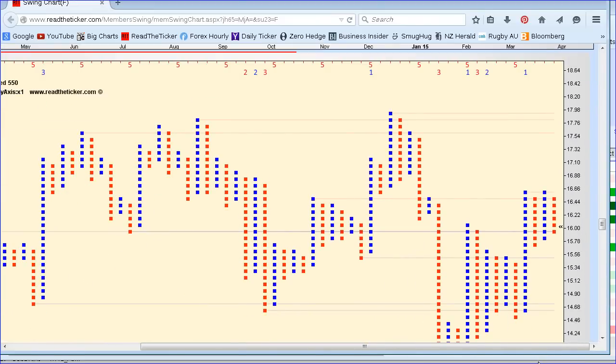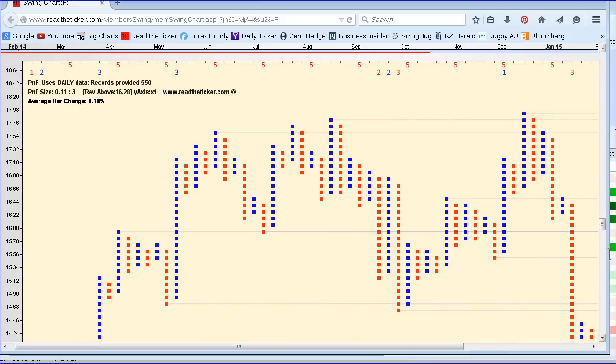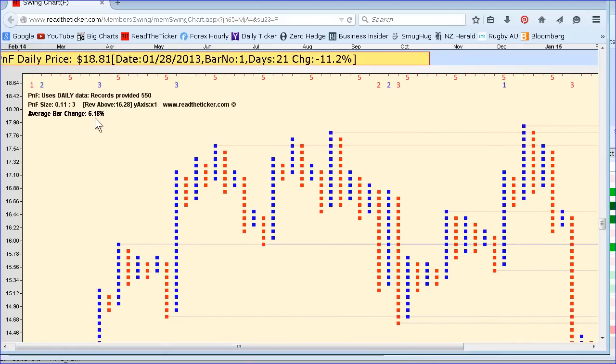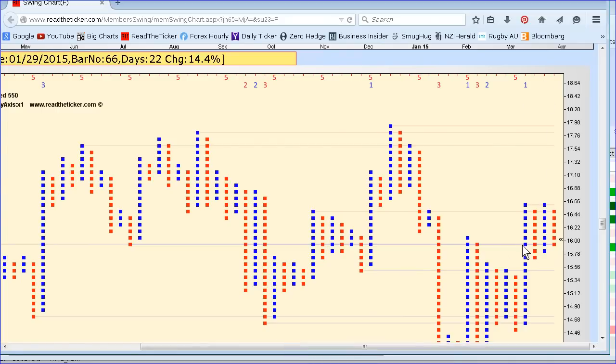See, here we have our daily PNF chart for Ford. Statistics there. There's the average, 6.18. So we've got a 1, so that bar there has gone up 14.4%. I'll keep this thing still. 14.4% in 22 days. So that's over 20 days, and it's greater than 1.5 times. That's why it gets a 1.